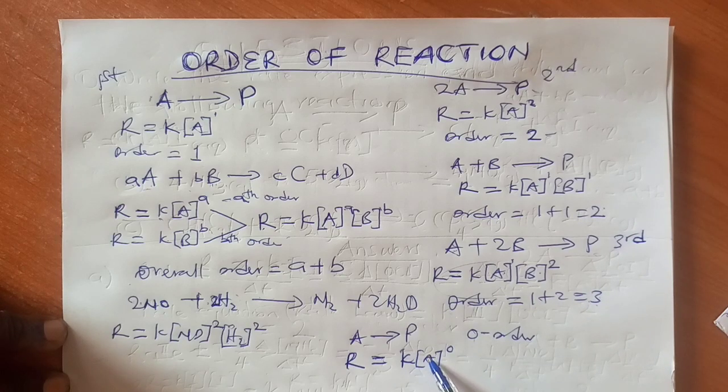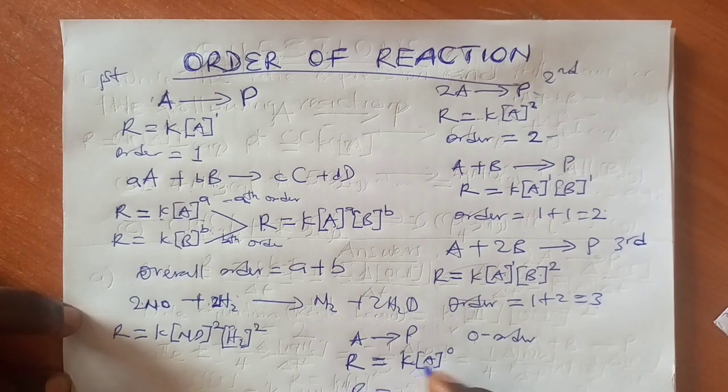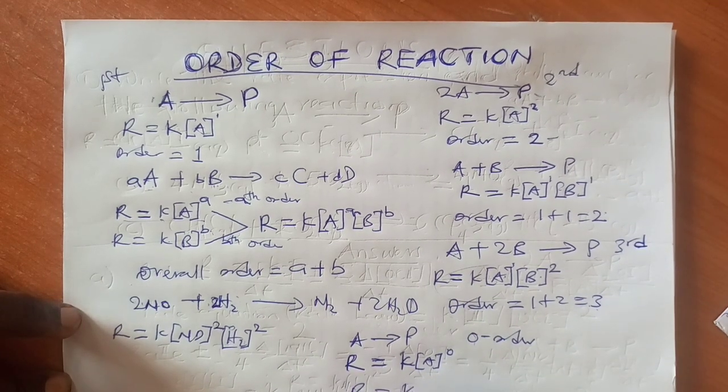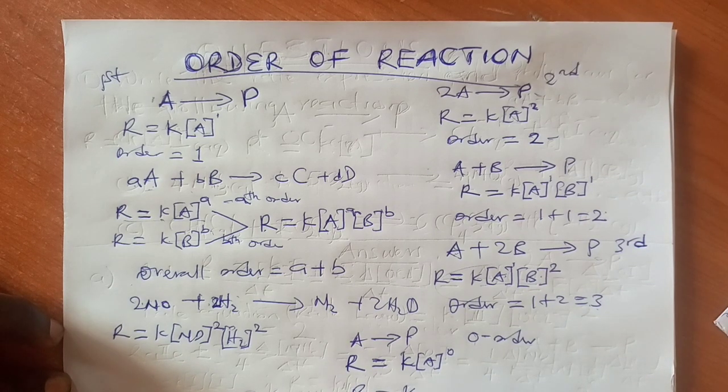Okay, this is a zero order because the product does not depend on any concentration. Because if you solve, you are going to have a raised to power 0 will give you 1, which is equal to k. So it is independent. The product does not depend on the concentration of any reactant.